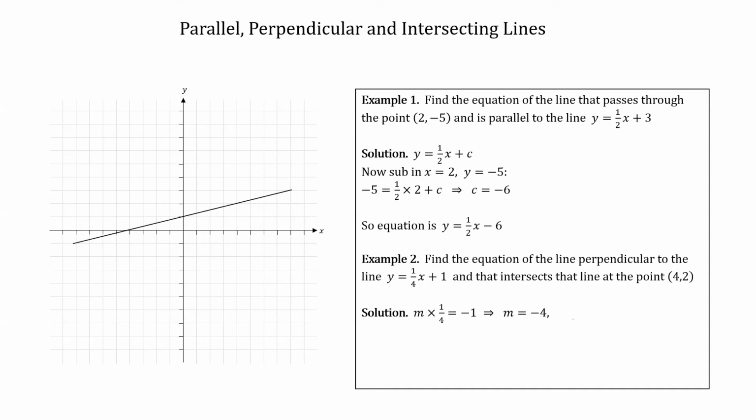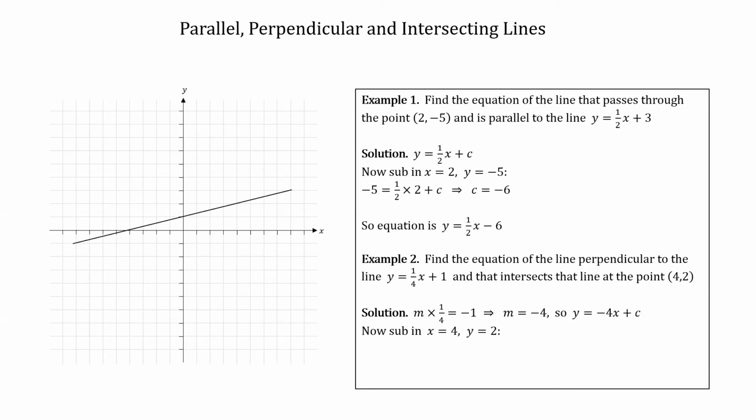So it's now the same trick as we did in example 1. We write down the equation. It's y equals -4x plus c. And we note that we can sub in x equals 4 and y equals 2, because this line is cutting the other line at the point (4, 2). So the point (4, 2) must lie on this line. It in fact lies on both the lines.